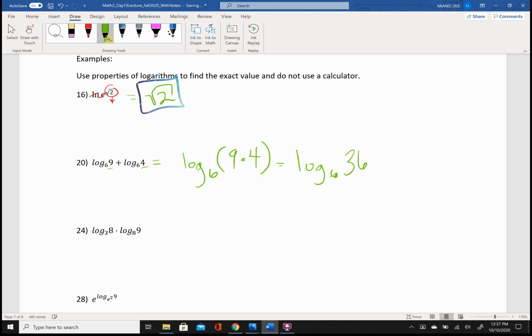That'll be 36. And can we rewrite 36 as something base 6? We can use the same property that we used in number 16. Well, sure we can. Log base 6 of 6 squared, right? Log base 6 and a base of 6 are able to cancel out, and we're just left with 2. So then 2 is your final answer for this one.